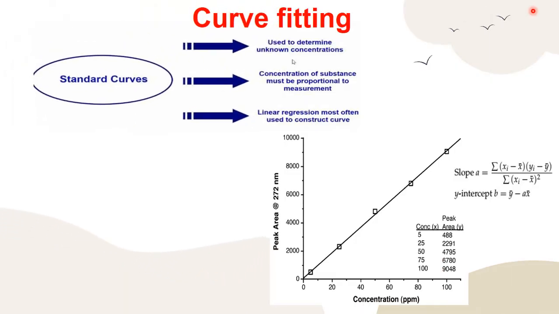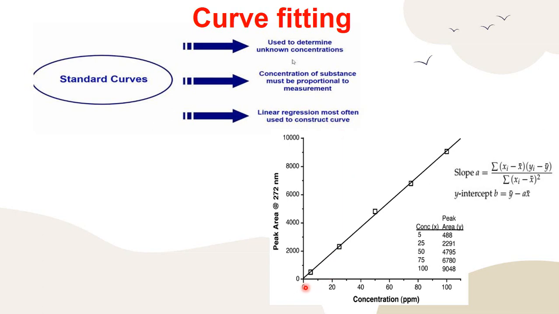So the third part of this lesson is curve fitting. This is a technique usually used to build something called standard curves. This is when we need to determine a concentration that we don't know, but we will not measure the concentration directly. We will measure some signal, and the concentration of the substance must be proportional to the signal of that measurement, and we will build some linear regression to construct the curve.